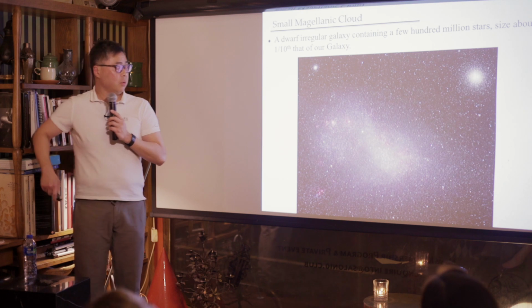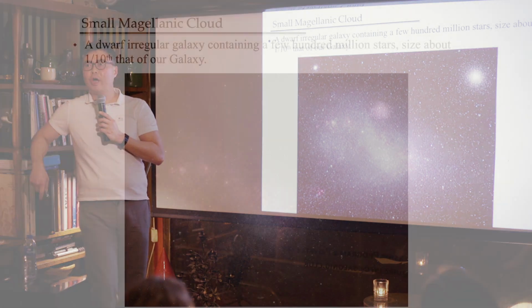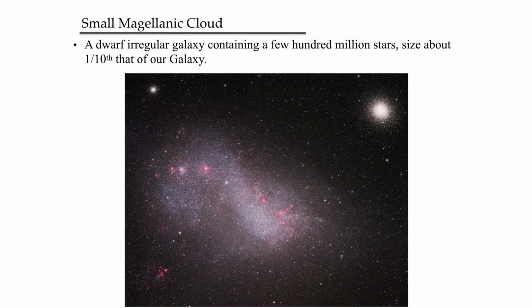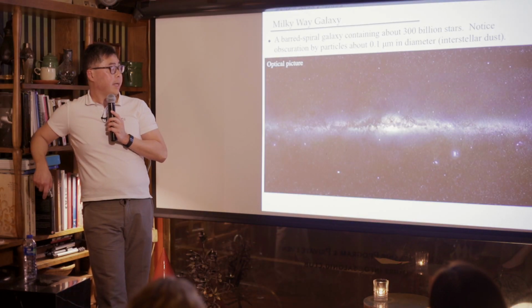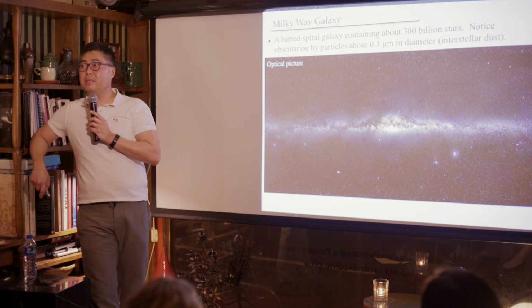Irregular galaxies do not have any particular structure. These are the smallest and the dimmest of the galaxies. This galaxy is about 1/10 the size of a typical galaxy. Now this is our own galaxy, the Milky Way.